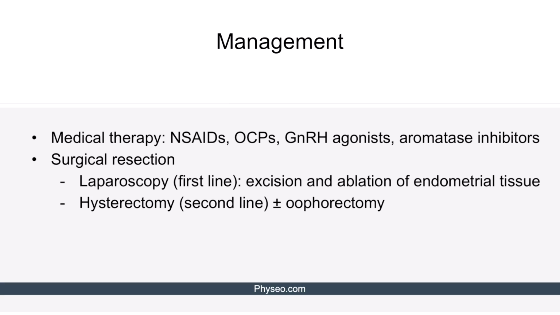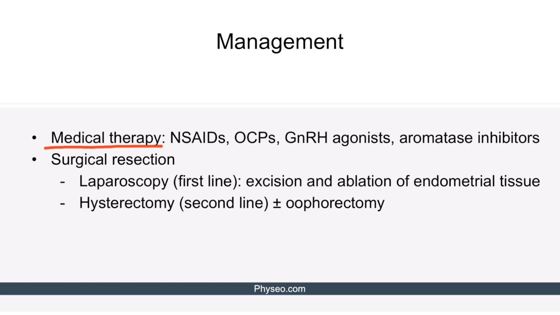Endometriosis is a chronic disease that can require long-term management. Medical therapy aims to relieve the symptoms by suppressing endometrial tissue, but its effects are temporary. NSAIDs can be used for pain management. Combined oral contraceptive pills suppress ovulation, leading to endometrial tissue atrophy.